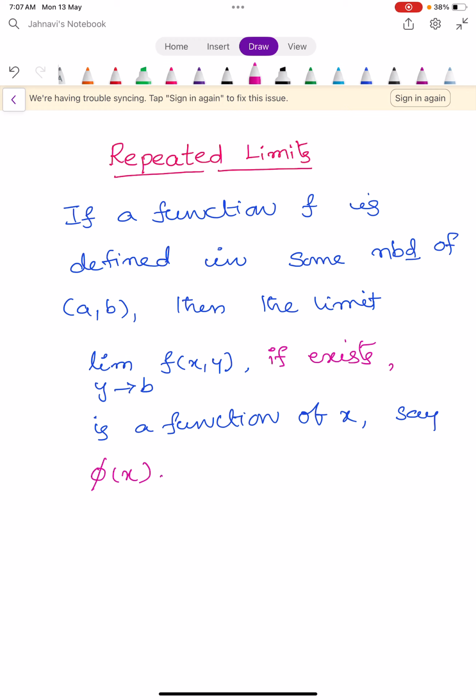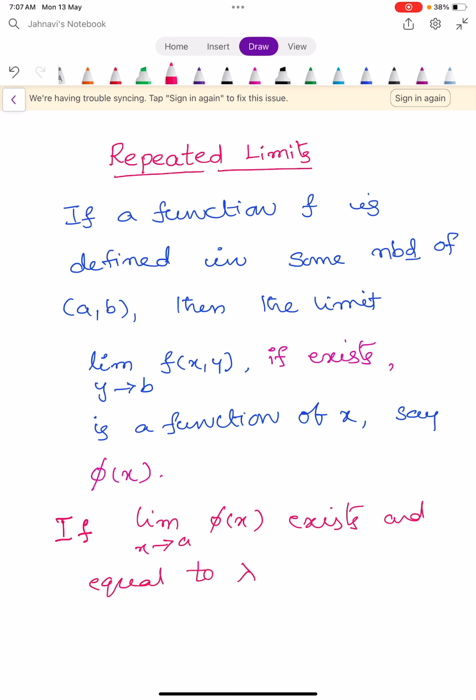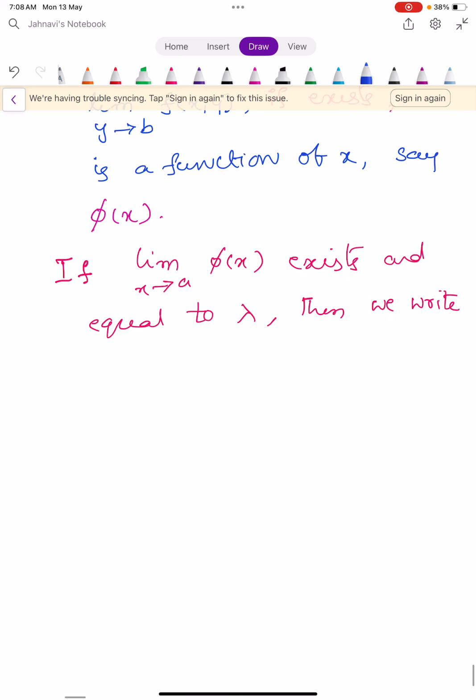Now, again one more condition. If the limit as x tends to a of pi of x exists and is equal to lambda, then we write limit x tends to a, limit y tends to b, f of x comma y is equal to lambda.